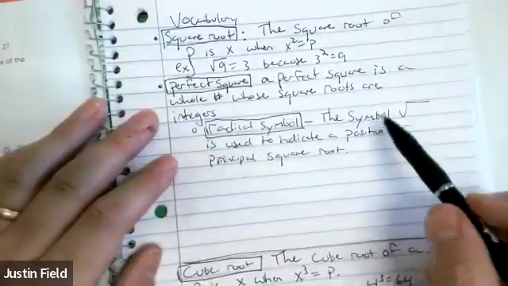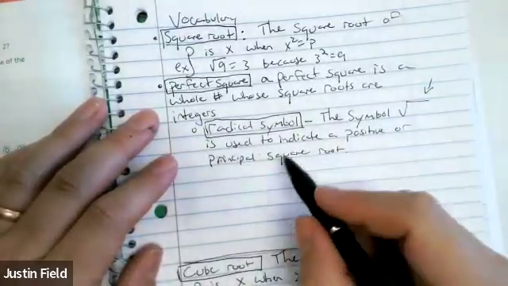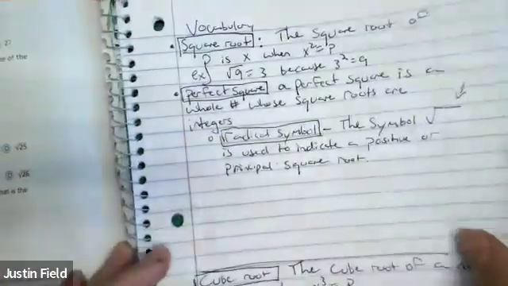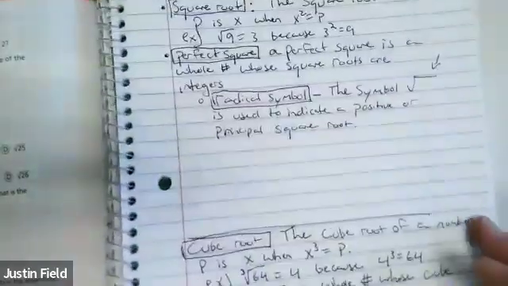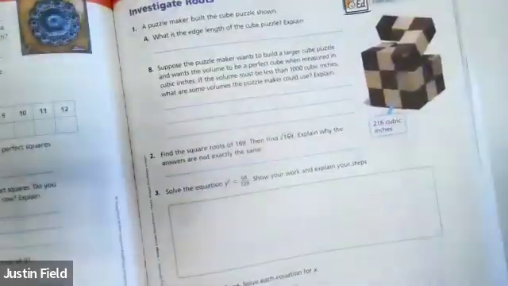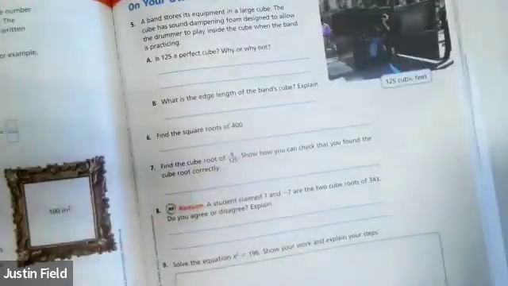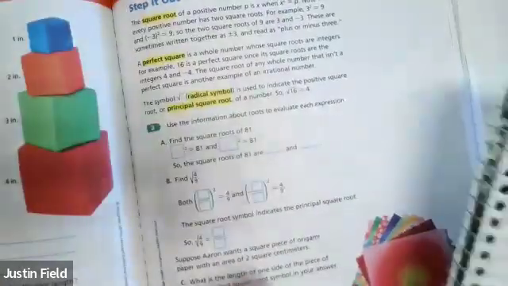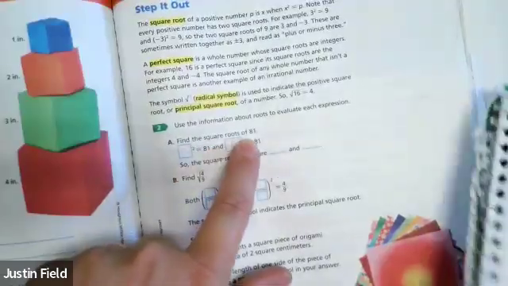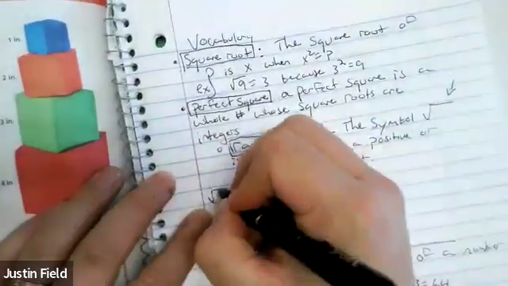Radical symbol. The symbol, this guy right here, this little housey symbol, is used to indicate a positive or principal square root. And you can leave some space, I left some space and wrote the next one, but we are going to look at, all right. So use information, find the square roots of 81. Okay, so that's the first thing we want to find, the square roots of 81.